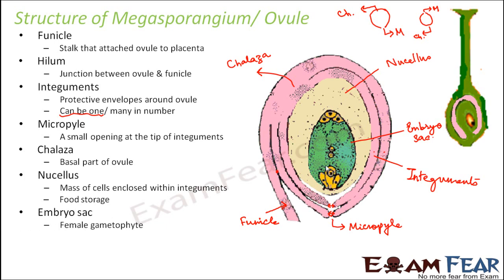Embryo sac is the female gametophyte, as I said, and it is located in the nucellus. If you see, this is all nucellus, and inside the nucellus is the embryo sac.